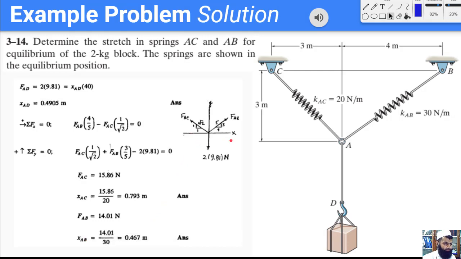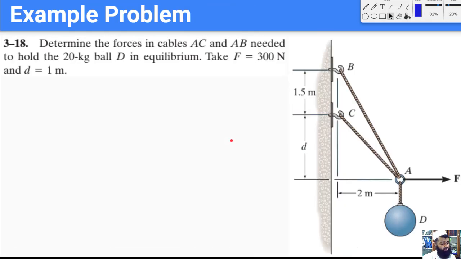Okay, so let's move on. So the next problem: we have to determine the forces in cables AC and AB needed to hold a 20 kilogram ball in equilibrium, and take this force F to be equal to 300 newtons and d to be 1 meter.